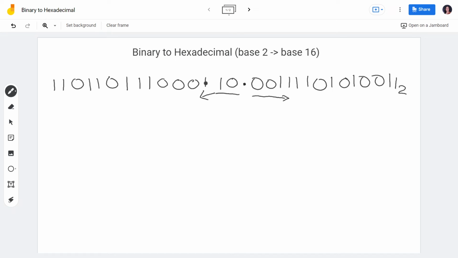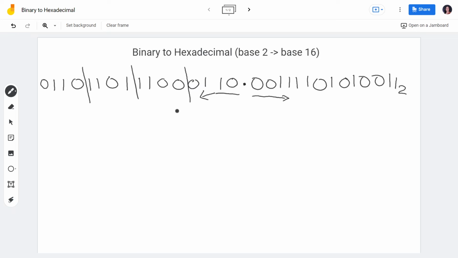So we group into 4s: 1, 2, 3, 4. And then 1, 2, 3, 4. Then 1, 2, 3, 4. And then 1, 2, 3. So we need 4 digits, but since it's only 3, we have to add 0 to make it 4. Do not add 1 because it will change the value. But if it is 0, you'll not be changing its original value.